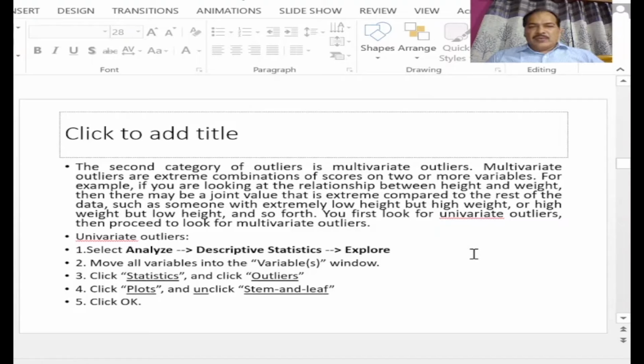You look first for the univariate outliers, then proceed to the multivariate outliers. With the help of descriptive statistics and Explore, we can go for the analysis of the outliers, and with the help of different plots like the box plot and the stem and leaf plot, we can identify the outlier values for the univariate outlier as well as the multivariate outlier.